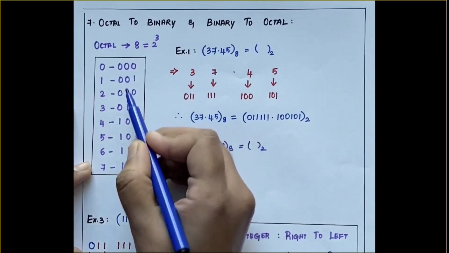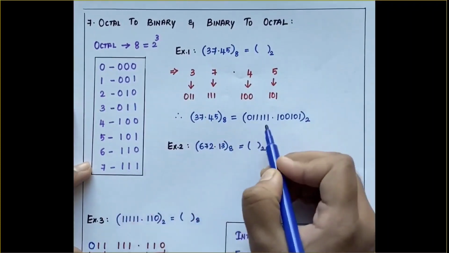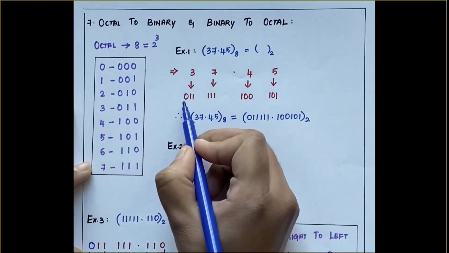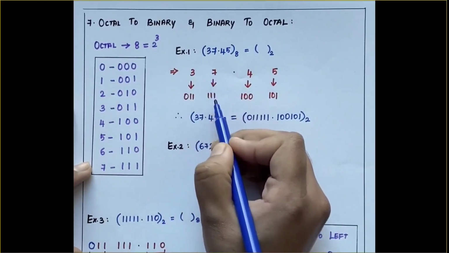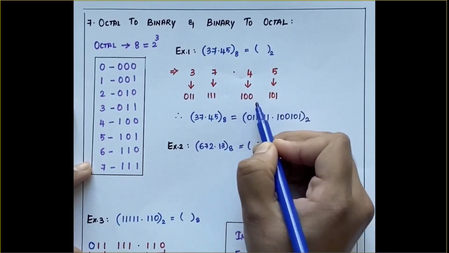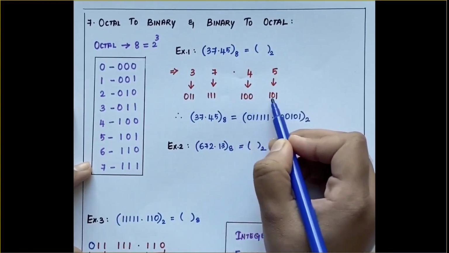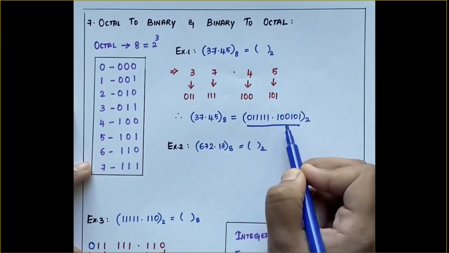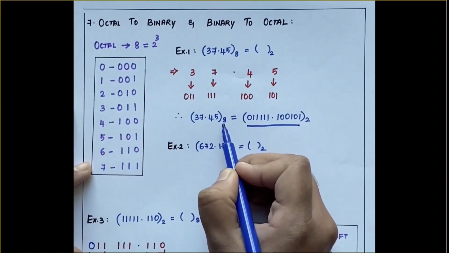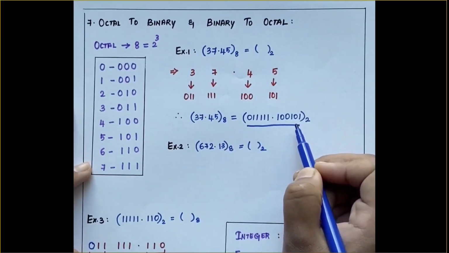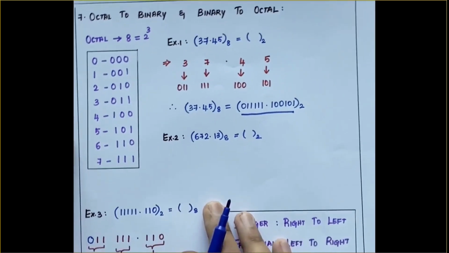Now we have to write it together to get the equivalent binary value. For 3 we have written 011, and for 7, 111 is written, followed by the decimal point, then again 100 101. So everything is written together to get the equivalent binary value for the given octal number. So this is the way we have to convert an octal number into its equivalent binary.